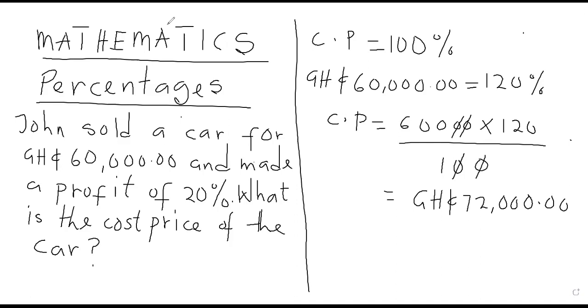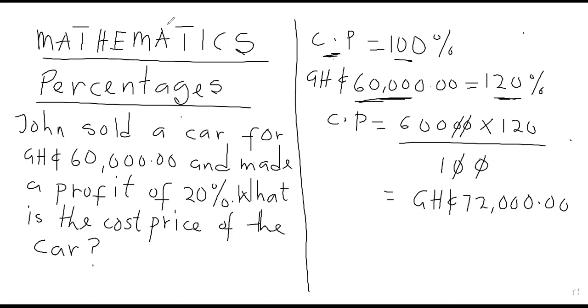Okay. So John sold a car for 60,000 Ghana cedis and made a profit of 20%. What is the cost price of the car? So in this question, we have been given the selling price and then the profit percent, that's the percentage increase. But I want the cost price, okay? So the cost price should be equivalent to 100%. And then the selling price, that's 60,000, should be equivalent to 120%. Now we are comparing 100% to 120%, okay? In that analysis, you realize that since it is profit percent and percentage increase, the cost price will be less than the selling price, okay?